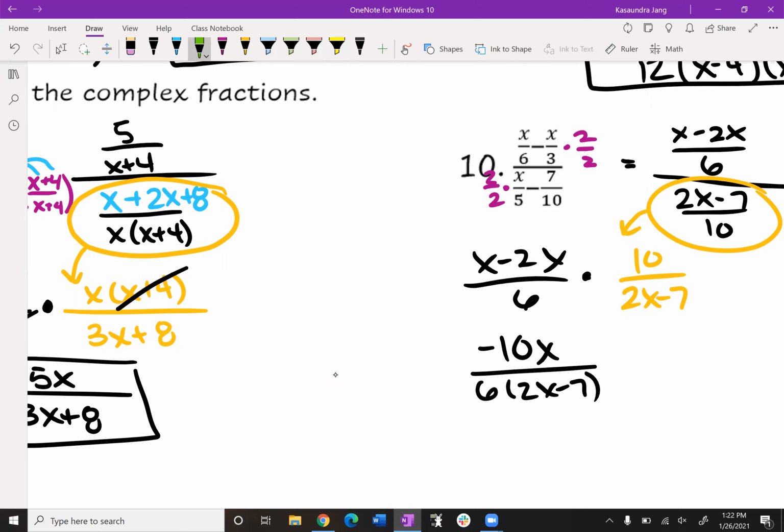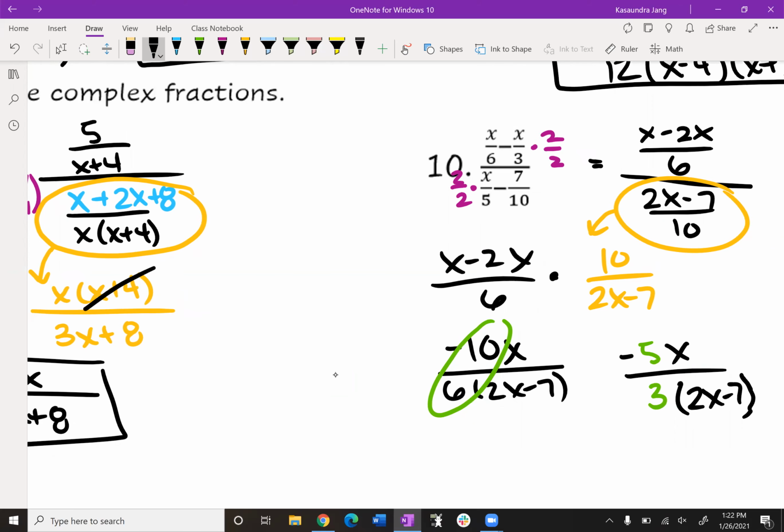But if I just look at the constants, can you guys simplify your 10 over 6? Anything goes in evenly to 10 over 6? 2, they're both even numbers. So I can actually reduce that into a 5 and a 3. Yeah, like 10 over 6 reduced down to 5 over 3. Still got my negative, still got my x. I still have the 2x minus 7. But yeah, don't forget to consider your constants.